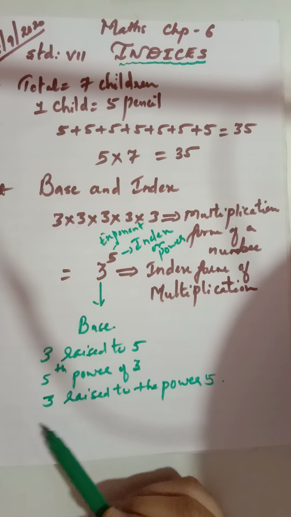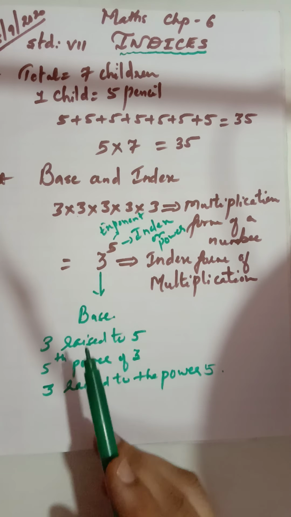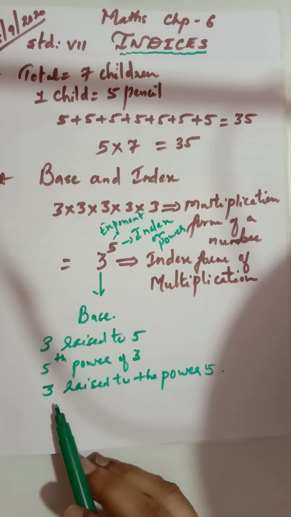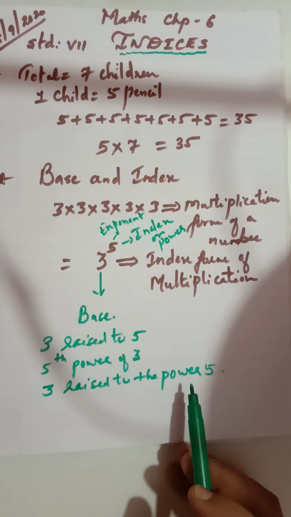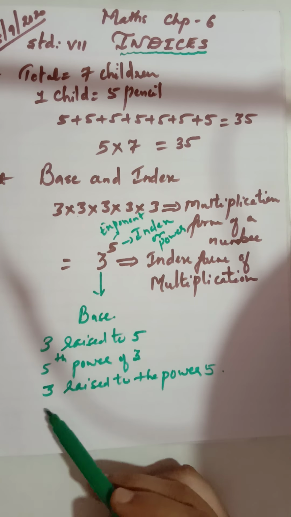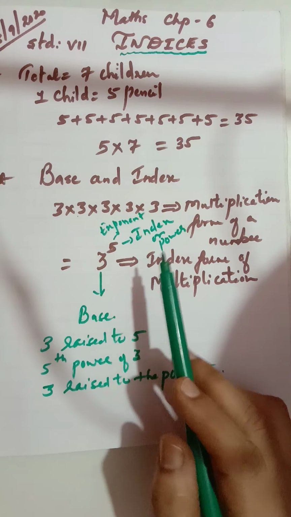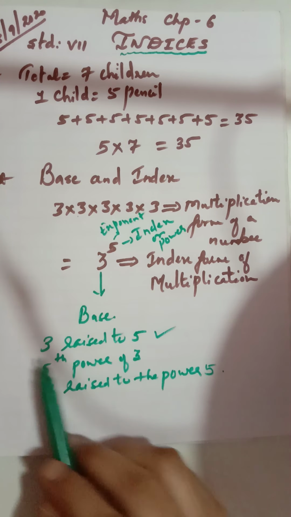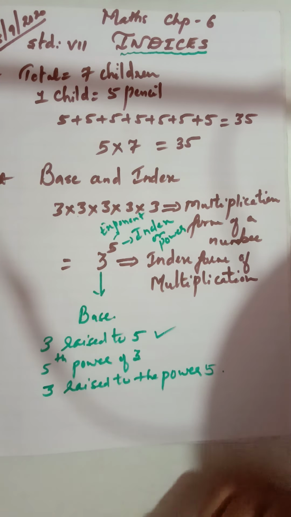In the same way, we can also read the same term as the 5th power of 3, or 3 raised to the power of 5. I have already written it. So children, in these different manners you can read this term, but the easiest way to read is 3 raised to 5. That will become very easy.